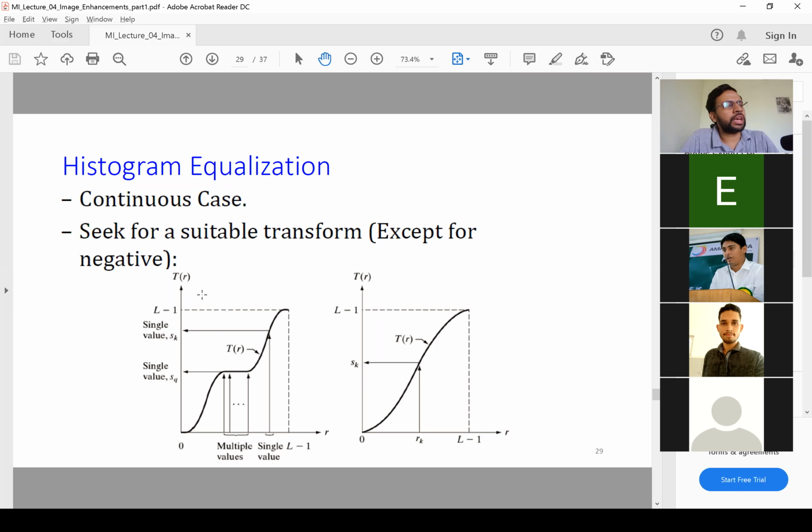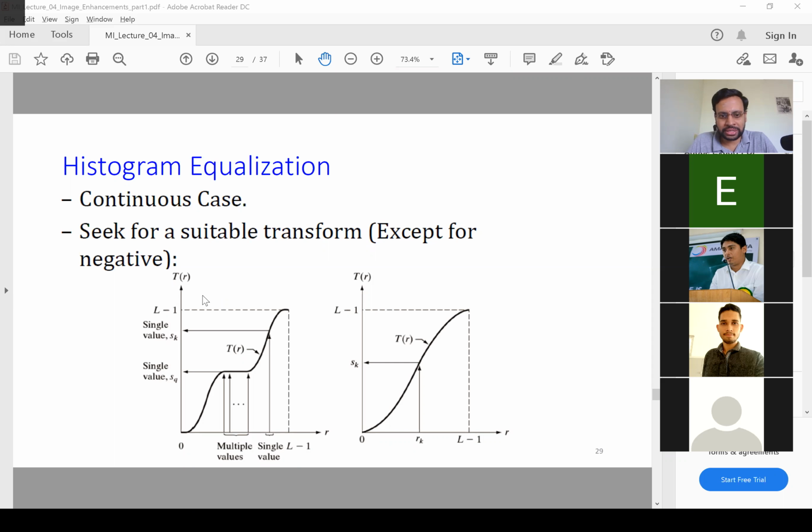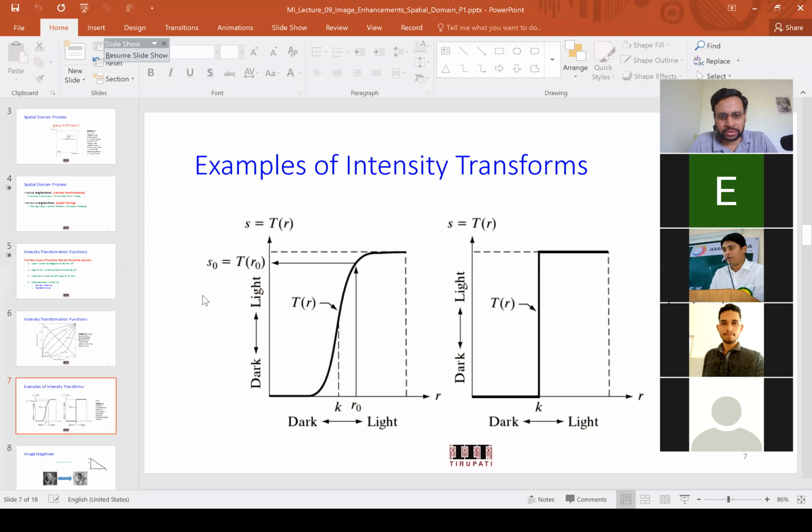I think you have already answered this earlier in the previous class, but can you make a histogram as a PDF? Let me just come back here before asking this question. You should be having these histogram images somewhere.